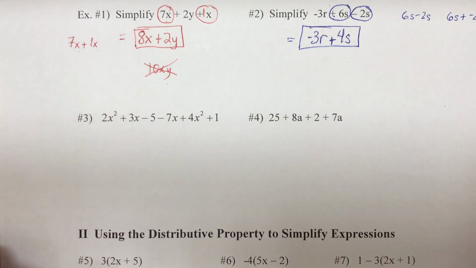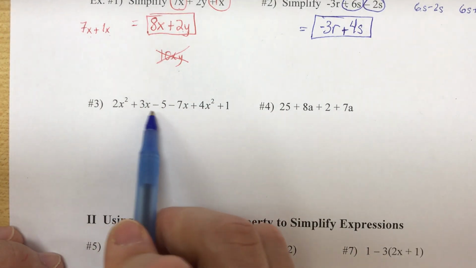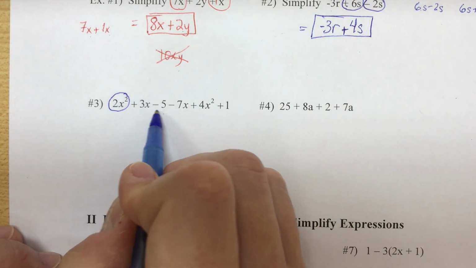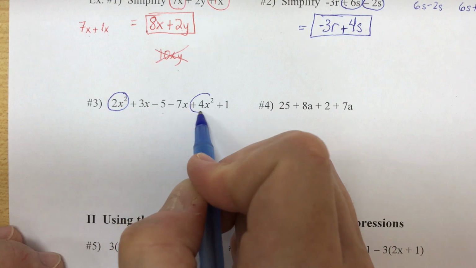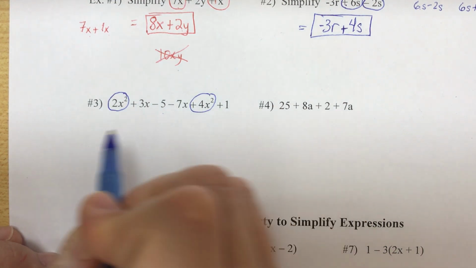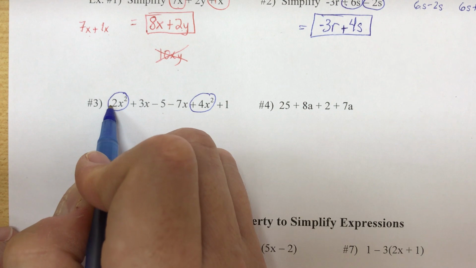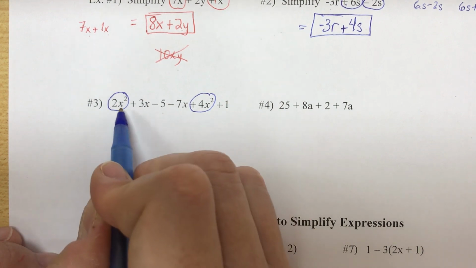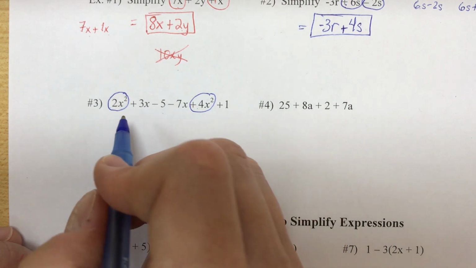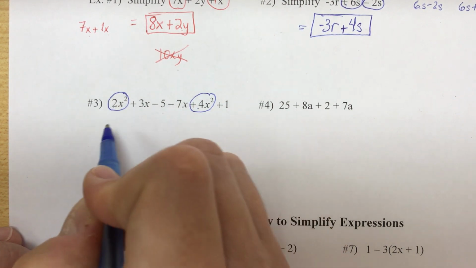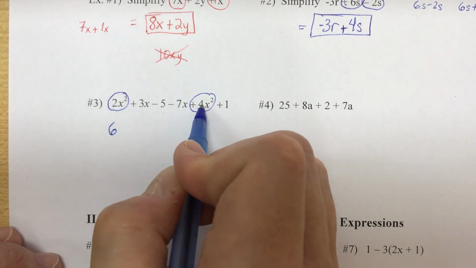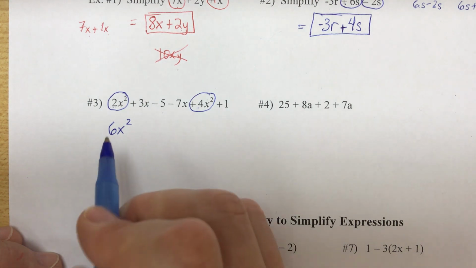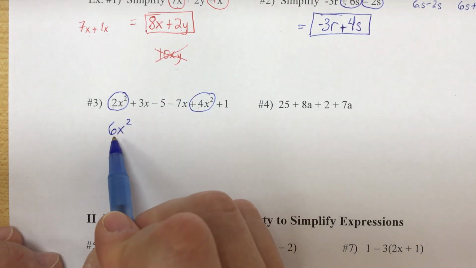All right, let's take number 3. Now we have more terms here. So we'll start with 2x squared. I see that with a like term of plus 4x squared. Now I know that this is positive. When it's the first number in the expression, we don't put a plus there. We just know that that's a positive. 2x squared plus 4x squared. We add the coefficients, that's 6. The variable and the exponents stay the same. They do not change. So 2x squared plus 4x squared is 6x squared.